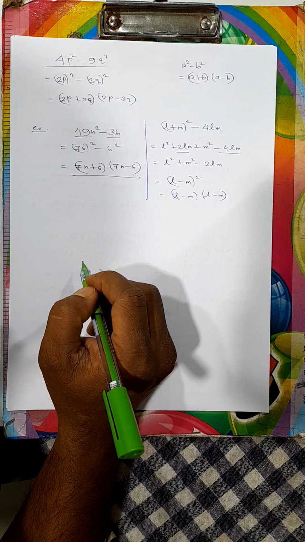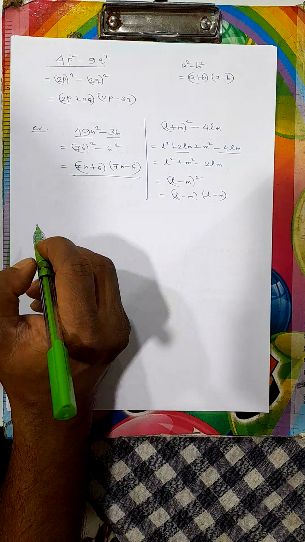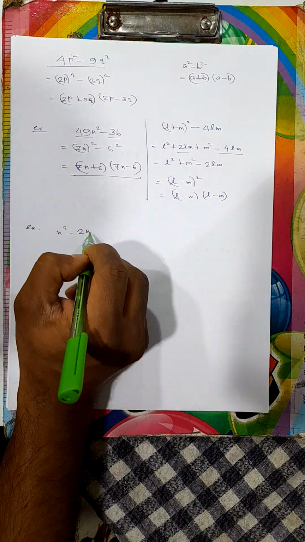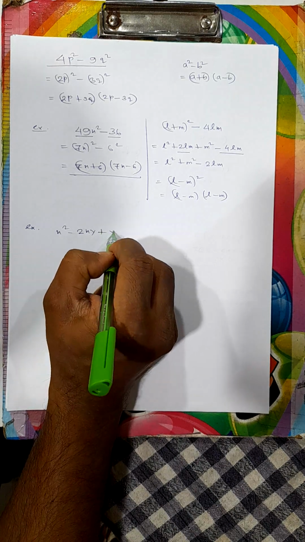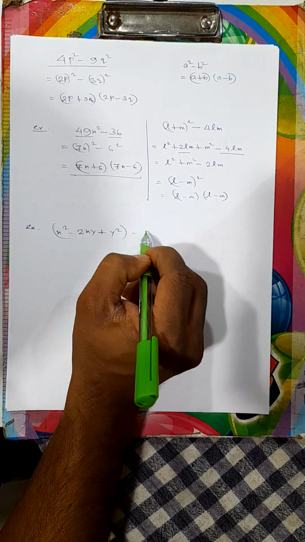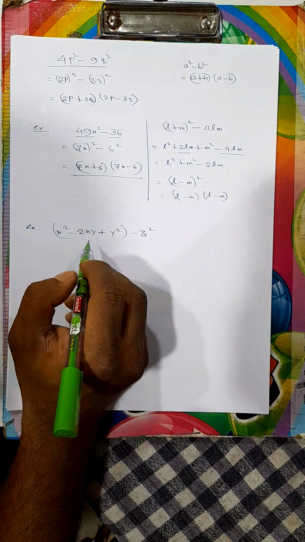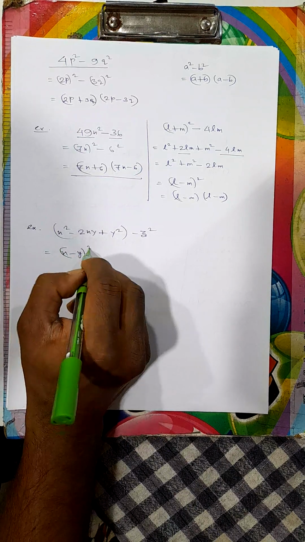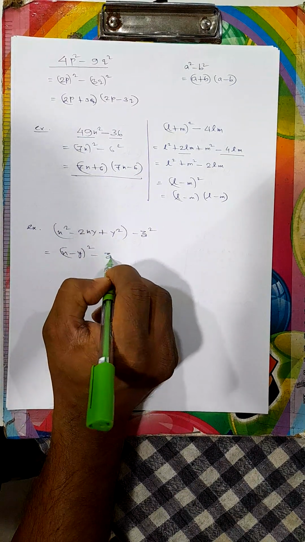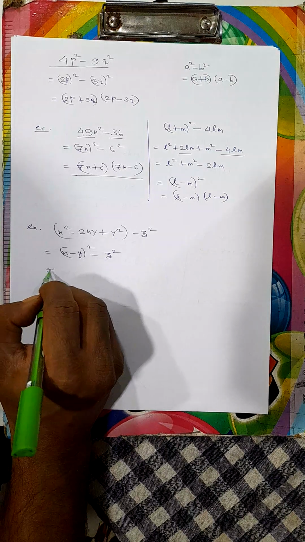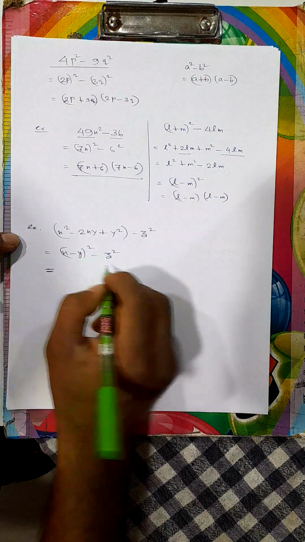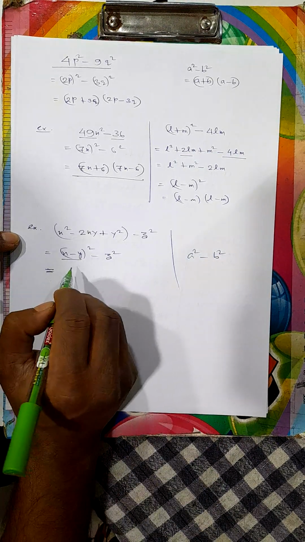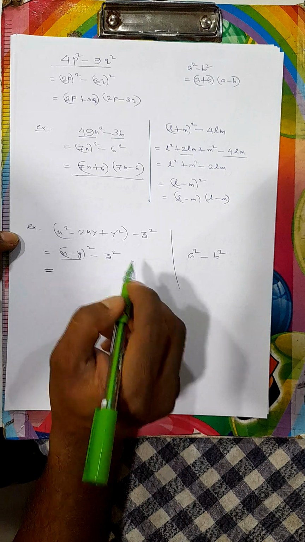Now we'll do one more example here. Say for example, x square minus twice of xy plus y square minus z square. Now see, it's a perfect square, right? This you can write as x minus y whole square minus z square. Again you got two perfect squares, so you can compare this with the identity a square minus b square. You treat this as a square and z square as b square.